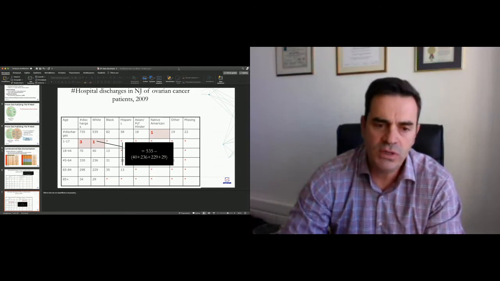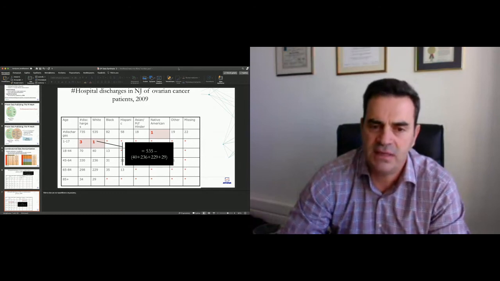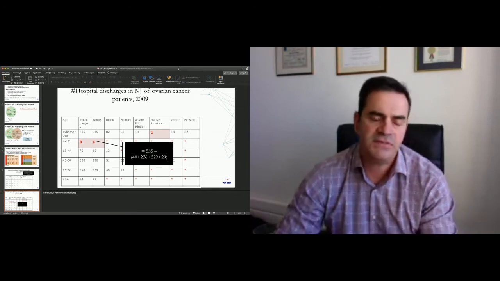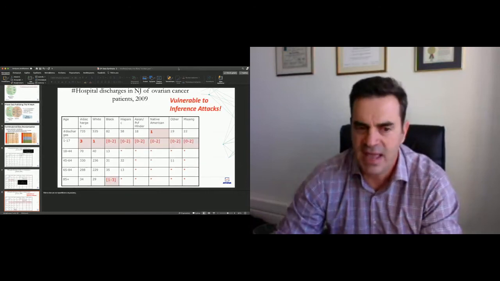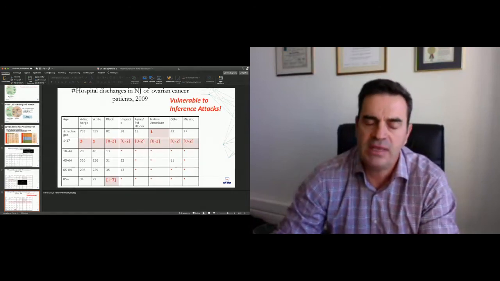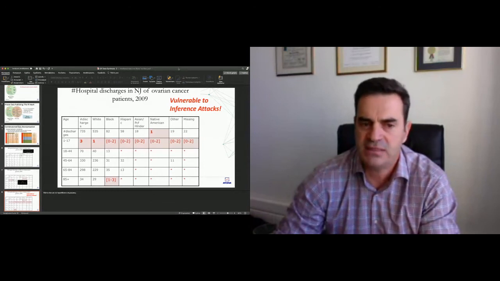So just by doing some very simple inferences using this aggregate information, and this is just a very simple form of inference, I can actually do more sophisticated inference attacks on this table, and I can get very tight bounds on specific entries in the table, right?